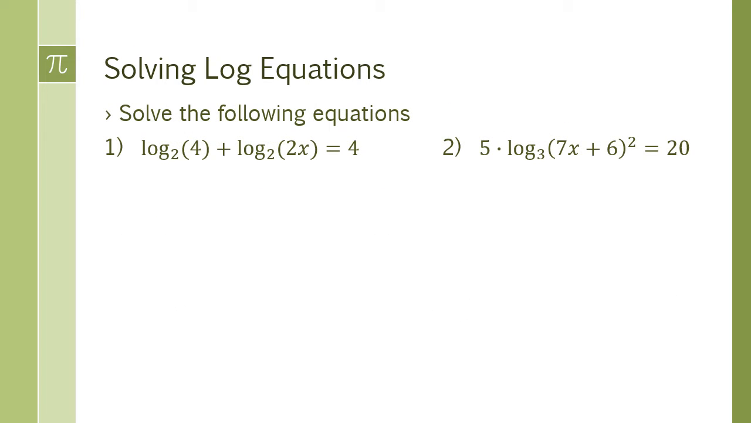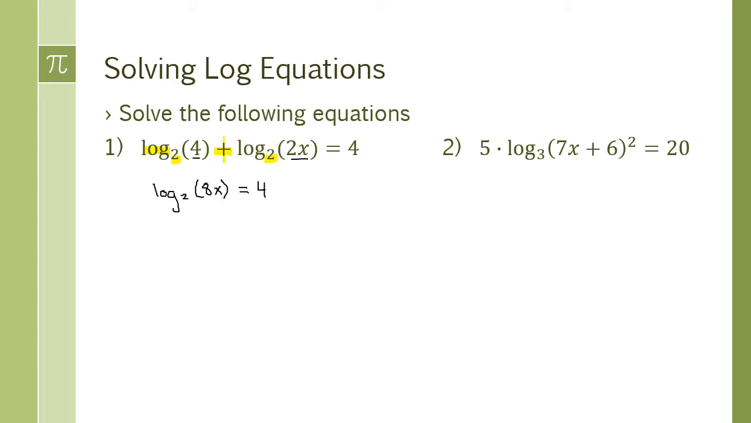Right here, I've got log base 2 of 4 plus log base 2 of 2x equals 4. So my first order of business here is to use my log rules to combine this into a single logarithm. I've got two logs with the same base that are being added together, so I need to multiply those two arguments. So I'm going to be multiplying the 4 and the 2x. That will become log base 2 of 8x equal to 4.